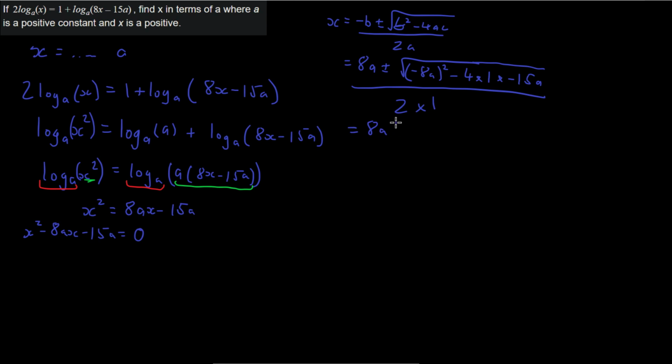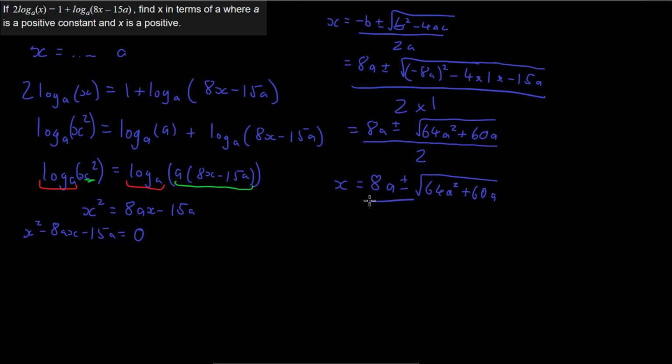Alright, let's simplify some things. We've got 8a plus or minus the square root of 64a squared, plus negative 4 times negative 15, that's positive, plus 60a, all over 2. So, wow, I can't think of a way to easily simplify this inside the square root, and I don't think we have to, because it just says find x in terms of a, where a is a positive constant and x is positive. So if we have x equals 8a plus and minus the square root of 64a squared plus 60a all over 2, we're done, almost.